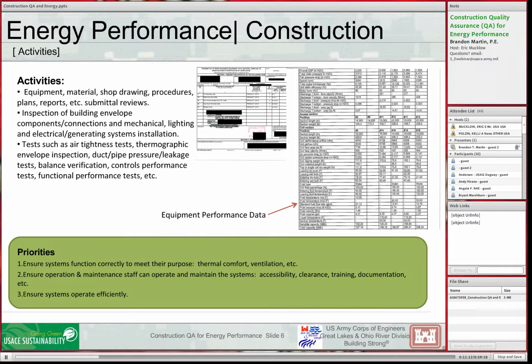Next, we need to make sure the operation and maintenance staff can actually maintain the systems. Can they access the systems for maintenance? Can they pull coils? Can they get to the filters? Can they access controls? If they can't do those things, eventually that system is going to fail. It won't even meet the functional requirements of the facility and may not meet the energy performance required for the facility. And then finally, we need to make sure that the systems operate efficiently, which is the focus of this presentation.